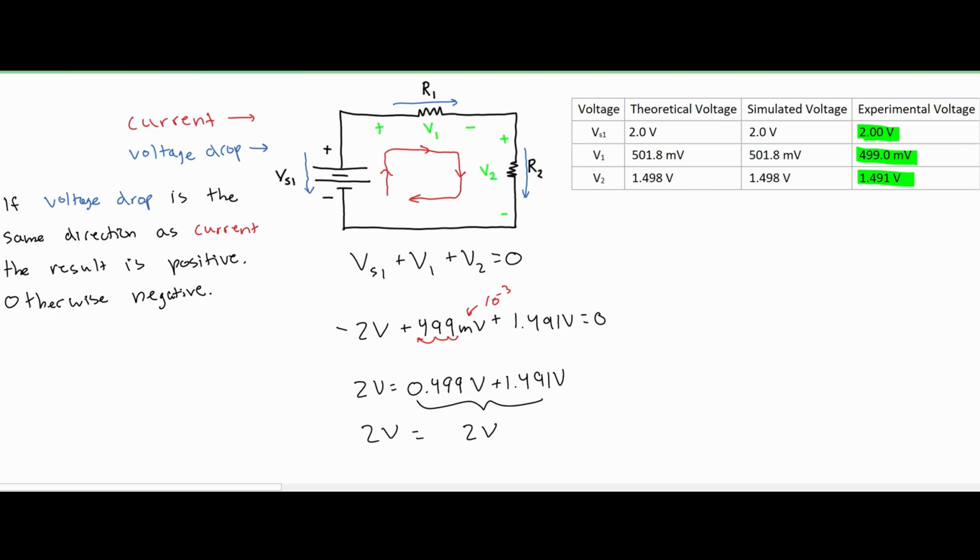And so the power being dissipated from our voltage source, which is why it's negative, is the same as the power absorbed, which means that our Kirchhoff's voltage law is satisfied.